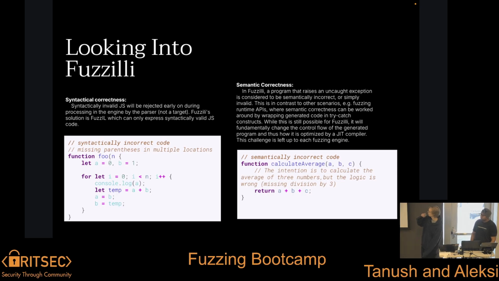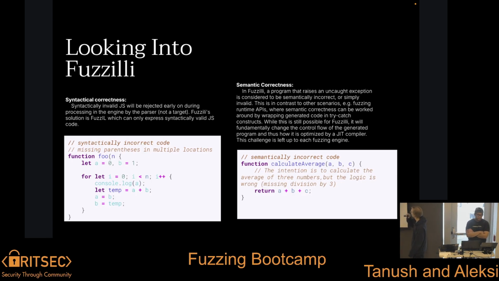You want to ensure syntactic correctness, and you also want to ensure semantic correctness. Syntactic correctness is just making sure that the JavaScript code you generate is actually syntactically valid. The way Fuzzilli does this is that it relies on its own internal intermediary language called FuzzIL, which can only express syntactically valid JavaScript. So in the example on the left here, it's missing a bunch of parentheses, in the function signature, in that for loop. So that would not be syntactically valid.